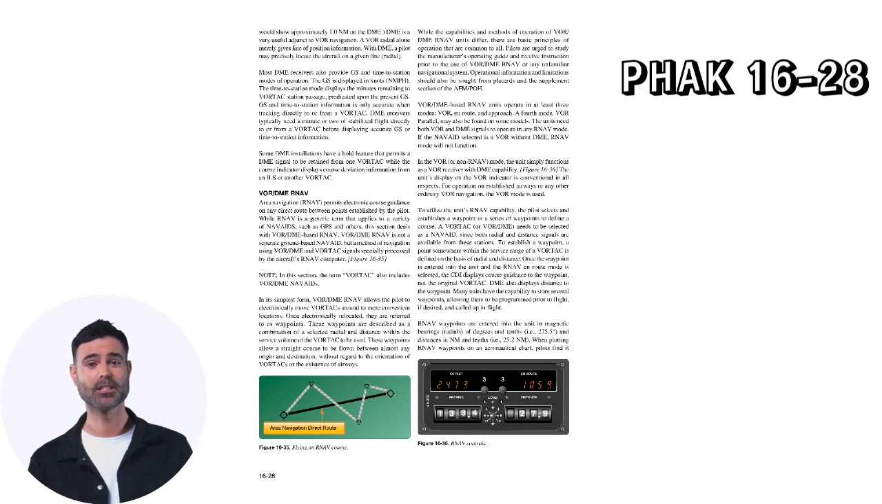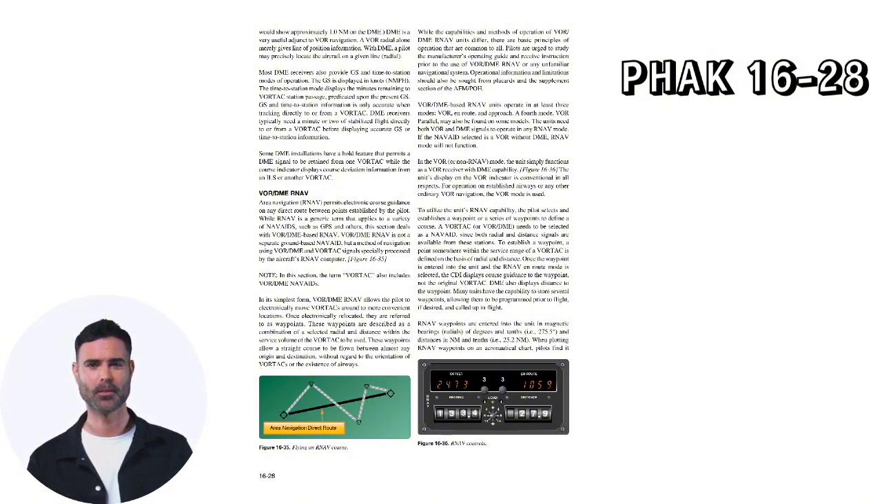Most DME receivers also provide GS and time-to-station modes of operation. The GS is displayed in knots, NMPH. The time-to-station mode displays the minutes remaining to VORTAC station passage, predicated upon the present GS. Time-to-station information is only accurate when tracking directly to or from a VORTAC.